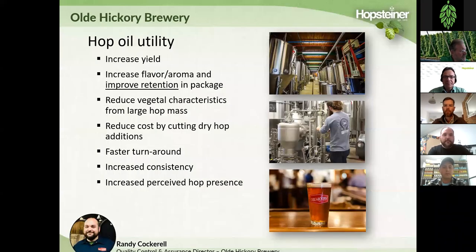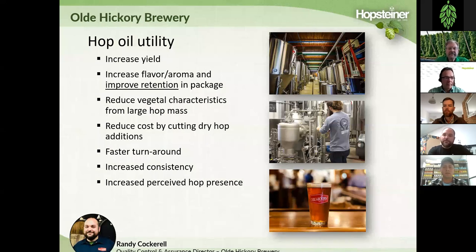All right, next slide. So we first started thinking about using hop oils back when we were getting into 12-ounce bottles, which we used to package in only bombers. One of the first reasons we thought about it was to increase our yield. We were losing money on every 12 pack of our flagship IPA at the time, Death by Hops, because we were losing so much volume to hops and also the value of the hops that we were adding to every single beer.